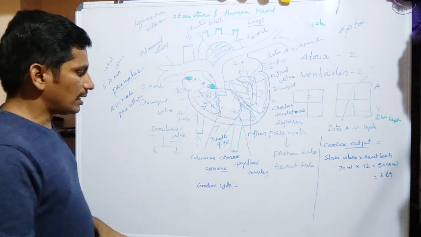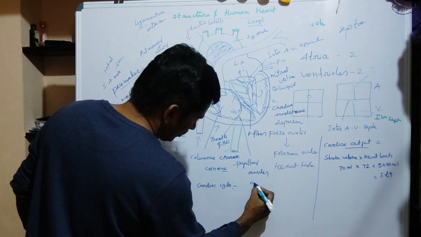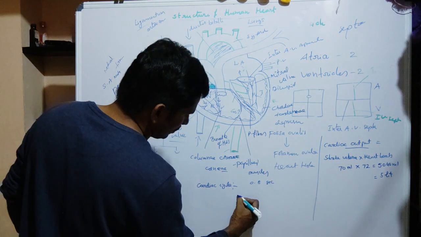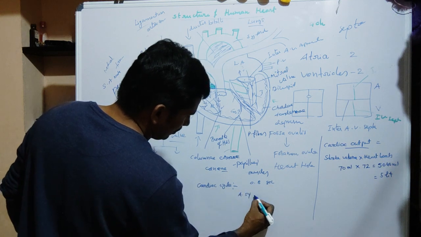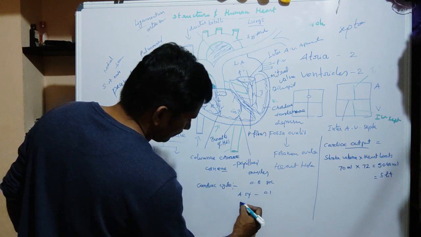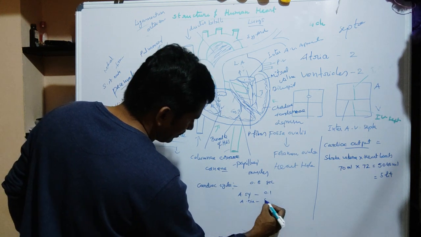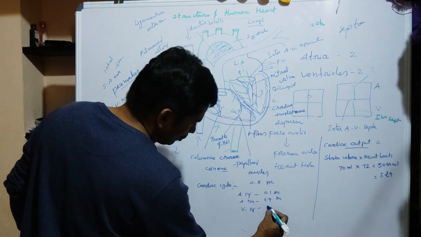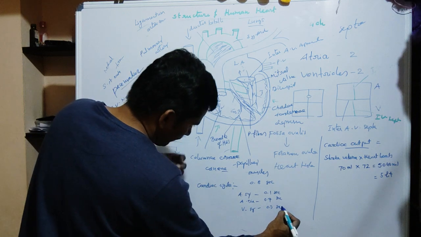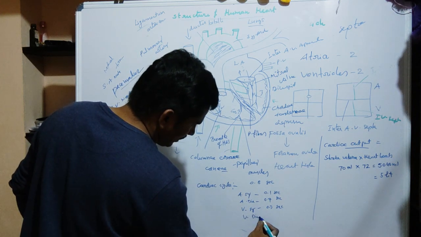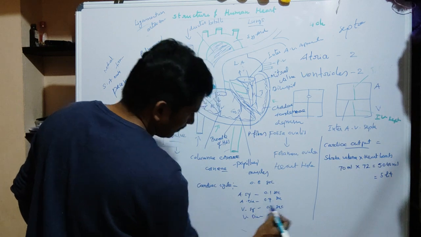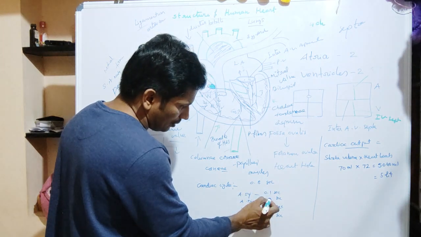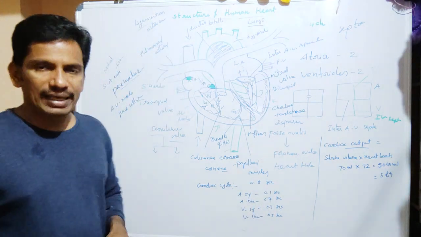The cardiac cycle has a total duration of 0.8 seconds. In this, atrial systole takes 0.1 second, atrial diastole takes 0.7 second, ventricular systole takes 0.3 seconds, and ventricular diastole takes 0.5 seconds.